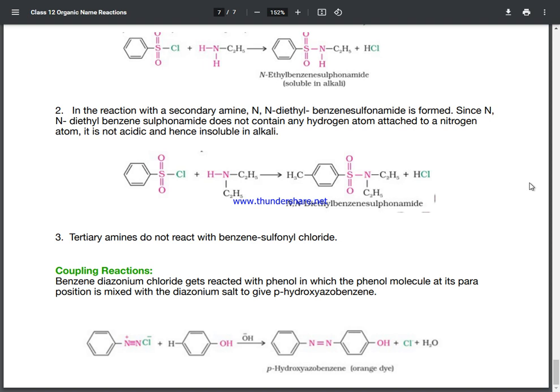Coupling reactions. Benzene diazonium chloride reacts with phenol, in which the phenol molecule at its para position is coupled with the diazonium salt to give p-hydroxyazobenzene.